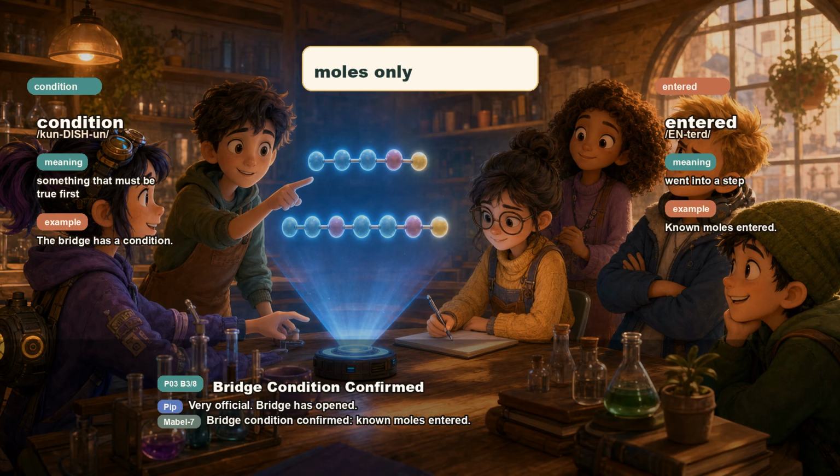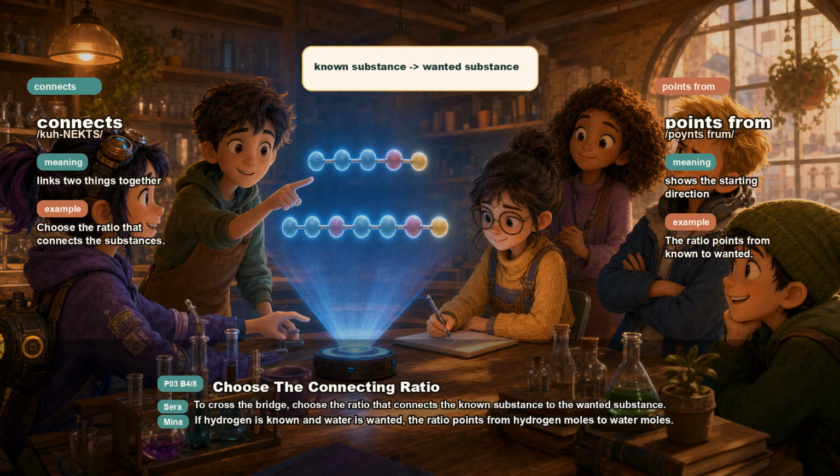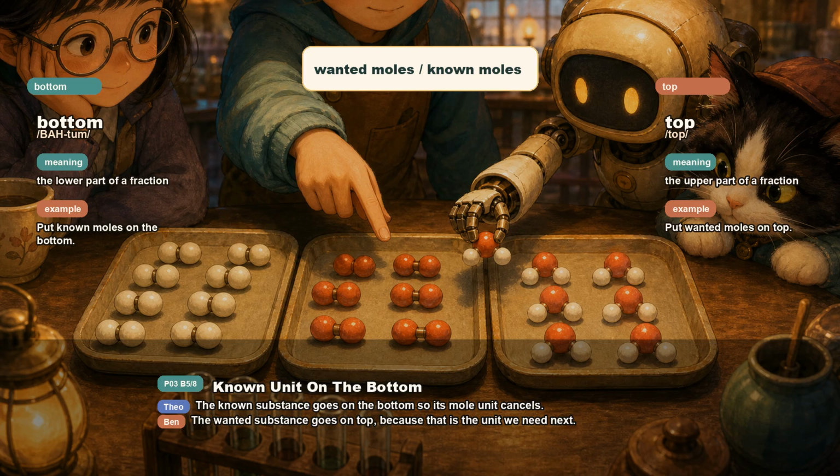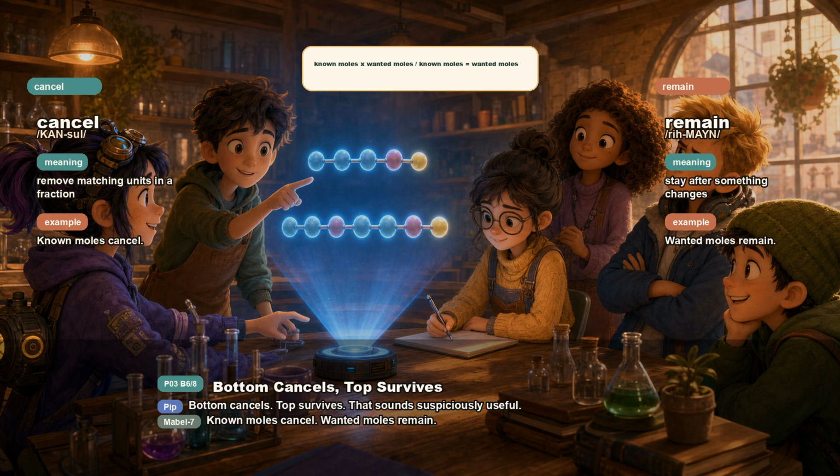To cross the bridge, choose the ratio that connects the known substance to the wanted substance. If hydrogen is known and water is wanted, the ratio points from hydrogen moles to water moles. The known substance goes on the bottom, so its mole unit cancels. The wanted substance goes on top because that is the unit we need next. Bottom cancels, top survives. That sounds suspiciously useful. Known moles cancel, wanted moles remain.